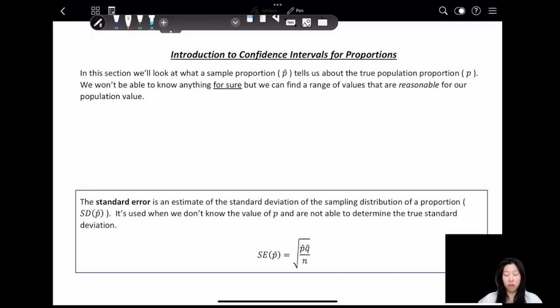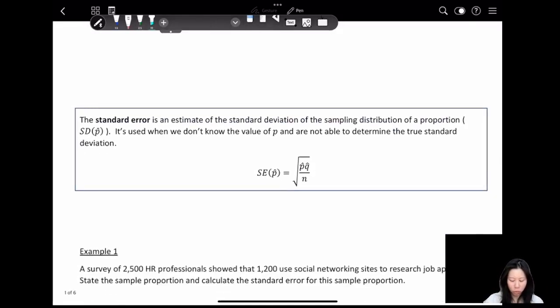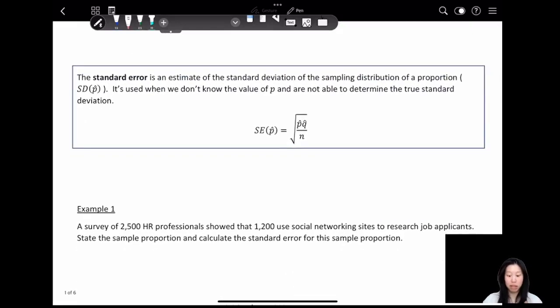Remember that the sampling distribution of a proportion is an estimate. We would not be able to know the true population proportion. So standard deviation helps us determine how far off, how varied, the estimate is. Basically, it's the standard deviation of the proportion.